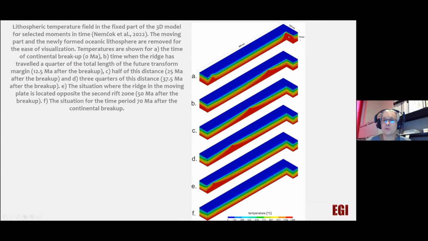Breakup would be recorded by two very important thermal transients outlining the rift zones making it. But there would be a second transient that would record the lateral passage of the migrating spreading center that would eventually get out.